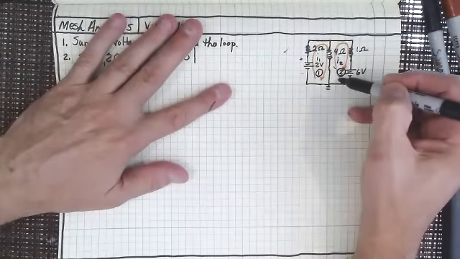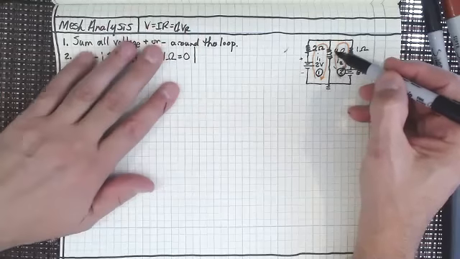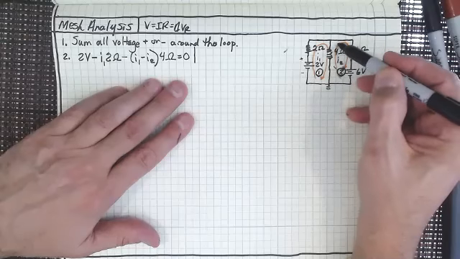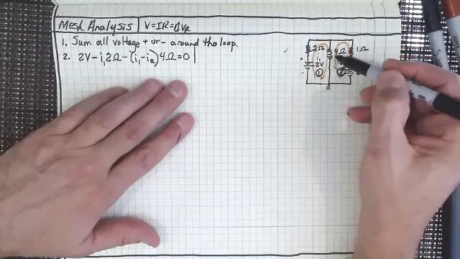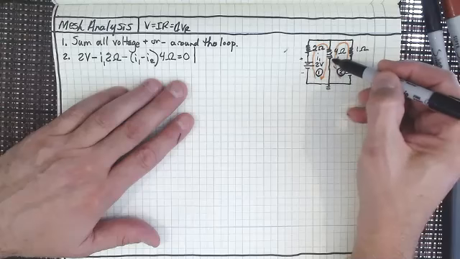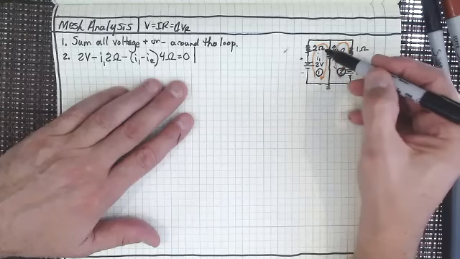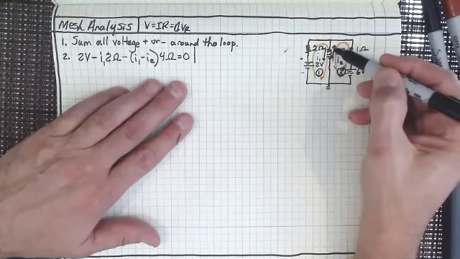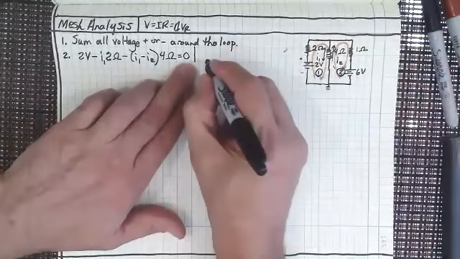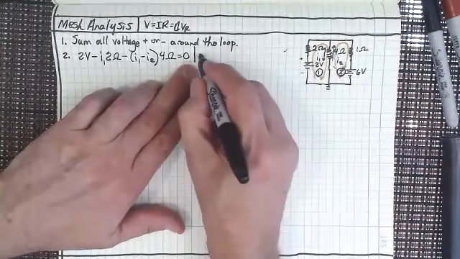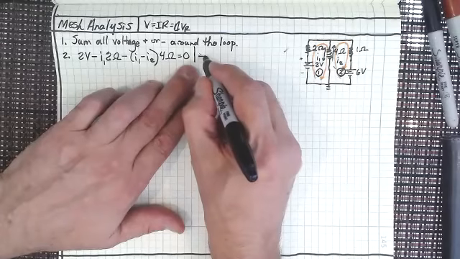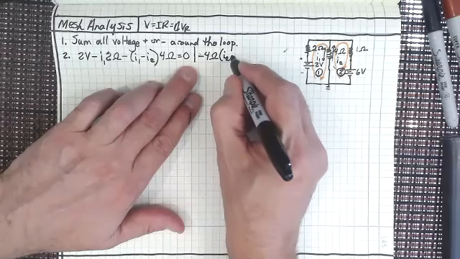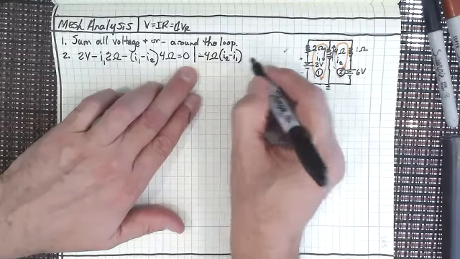I'll start here just like I did last time. So I go up here, and the first one I run into is this 4 ohm resistor. Now, when I'm looking at it in this loop here, the I2 is going this way, isn't it? And the I1 is going this way. So this is going to be I2 minus I1. So the first thing that I've got is minus 4 ohms times (I2 minus I1).